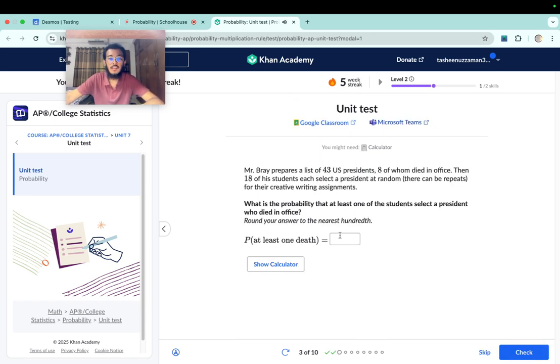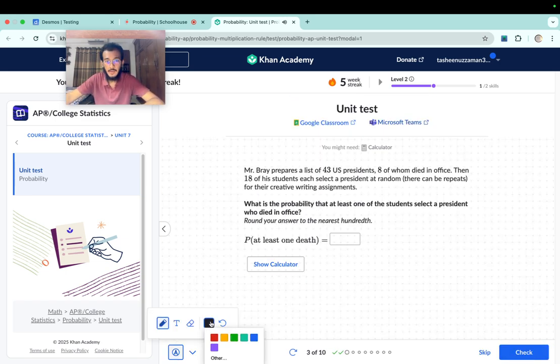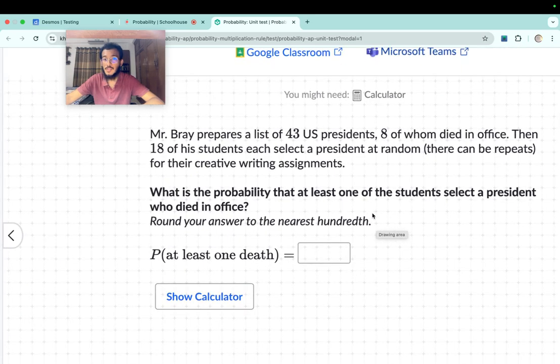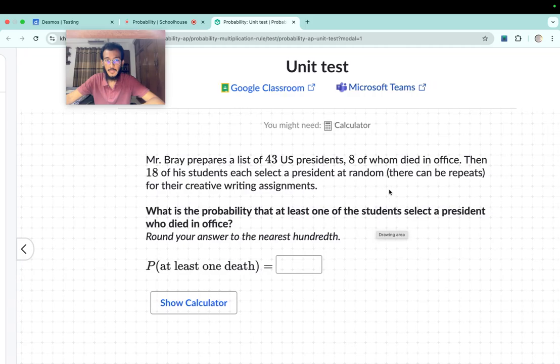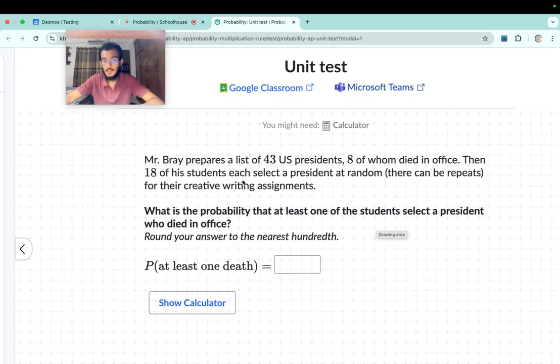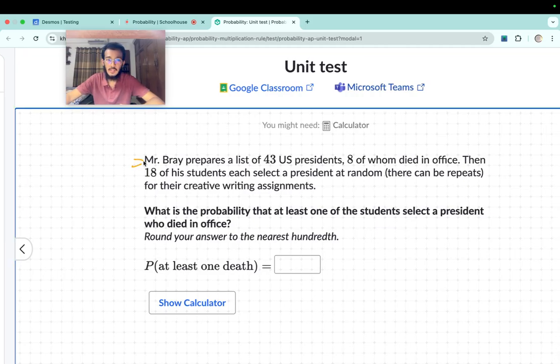There we go. For the third question, Mr. Bay prepares a list of 43 US presidents, 8 of whom died in office. Then 18 of his students each select a president at random. There can be repeats for their creative writing assignments. What is the probability that at least one of the students selects a president who died in office?